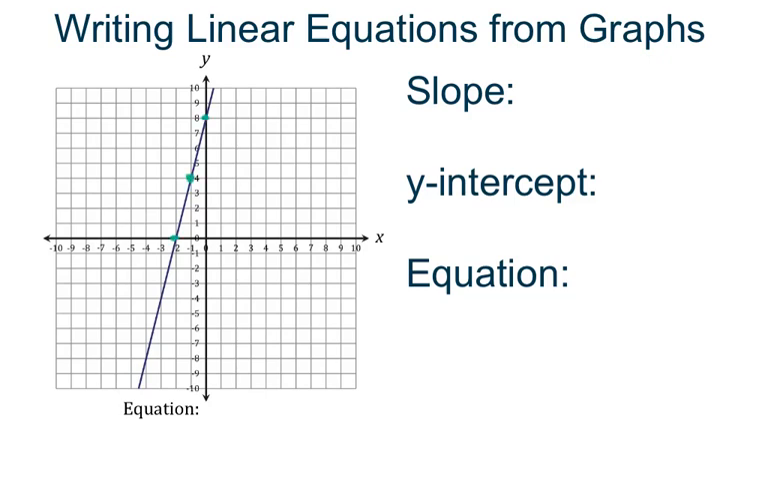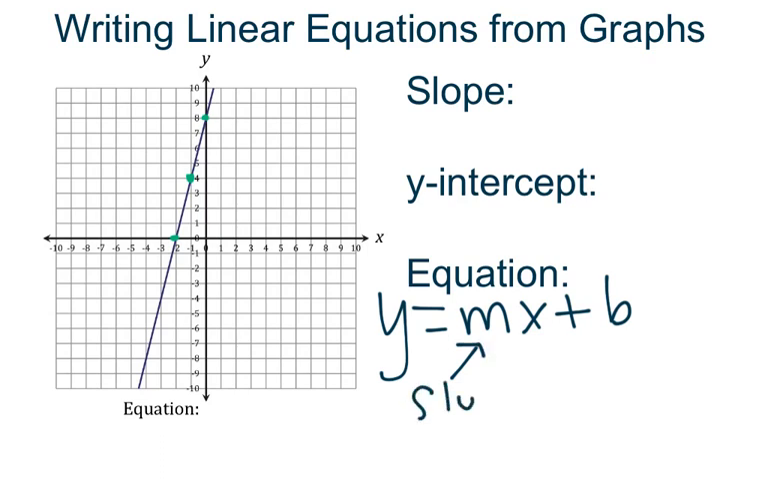All right, so we're going to talk about writing a linear equation from a graph today. If you'll notice, we've got a graph over here on the left, and the first thing that we need to do is review what a linear equation is. So our linear equation is going to be y equals mx plus b. So m, we've talked through, is our slope, and we'll talk about how to find that here in a minute, and b is going to be our y-intercept. So that's going to be where the line crosses the y-axis.